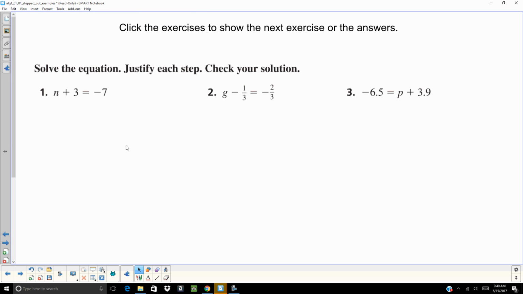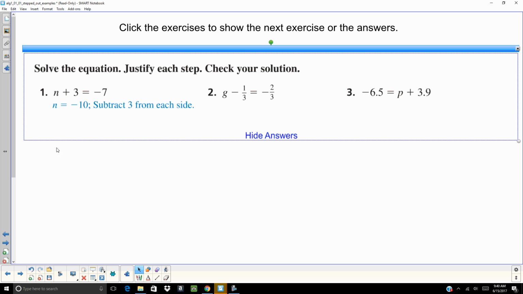All right, take a second. Try these out. See how you do. You might want to hit pause. Number 1, the answer is negative 10. You subtracted 3 from both sides of the equal sign. Number 2 is negative 1/3. You add 1/3 to each side of the equal sign. And number 3 is negative 10.4. You subtract 3.9 from each side.